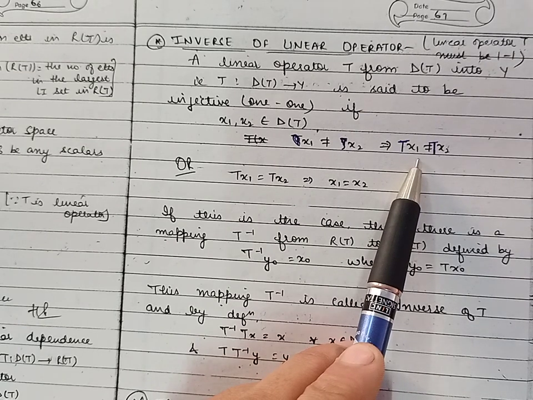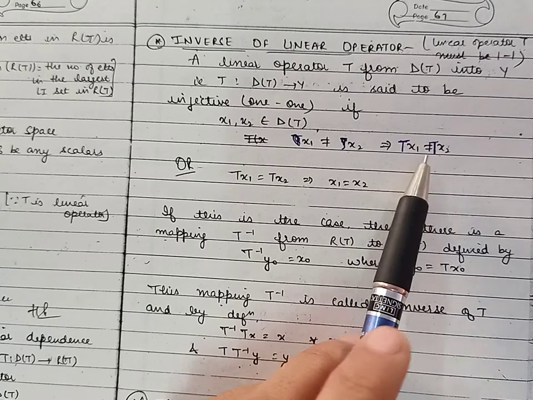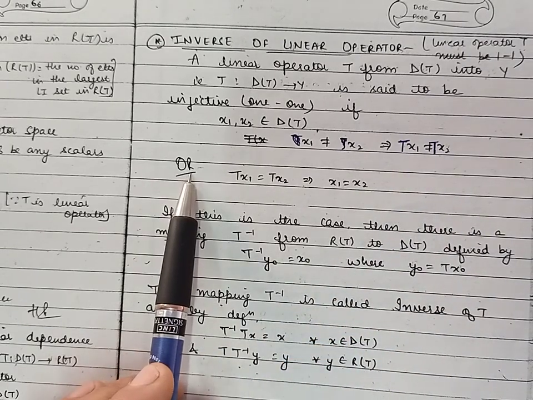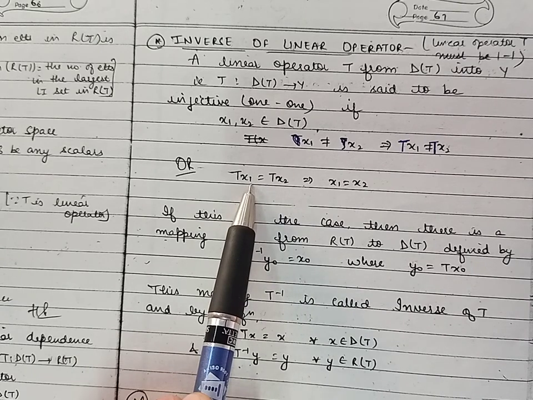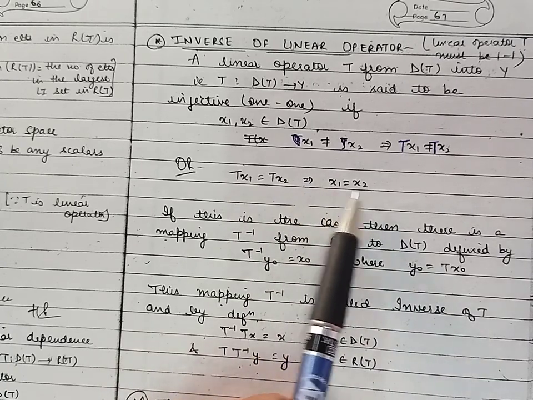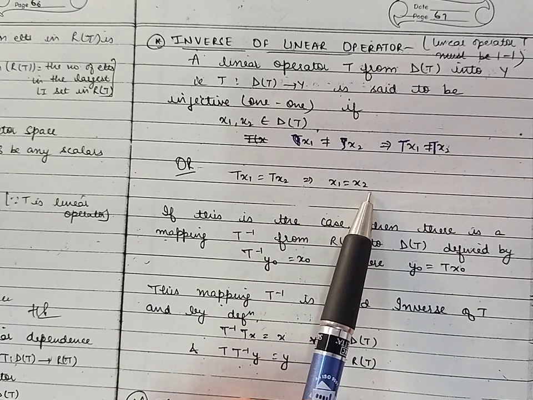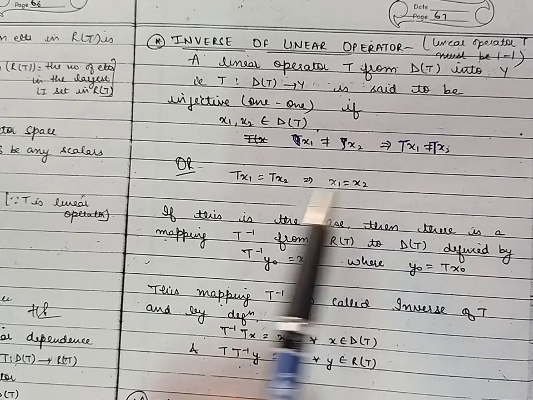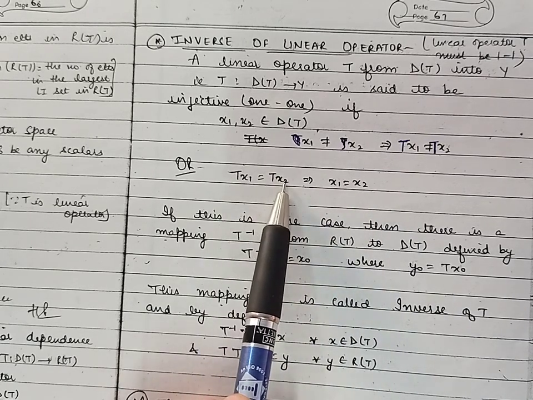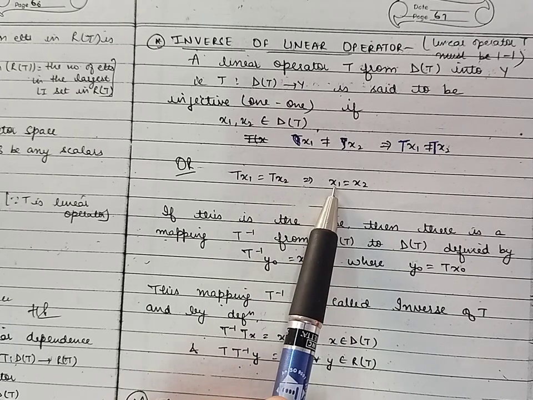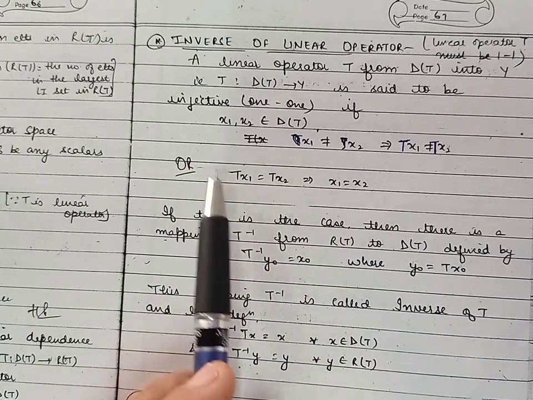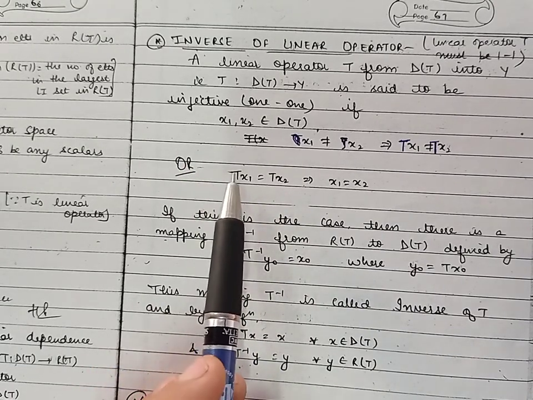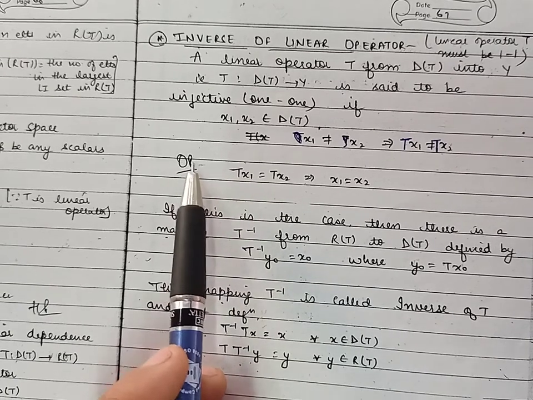Then we say that the linear operator T is one-one. Or we can say that if the images of the two elements under the linear operator T are the same, then this should imply that the elements are also the same. So we can say that T is one-one if T x1 is equal to T x2 implies that x1 is the same as x2.